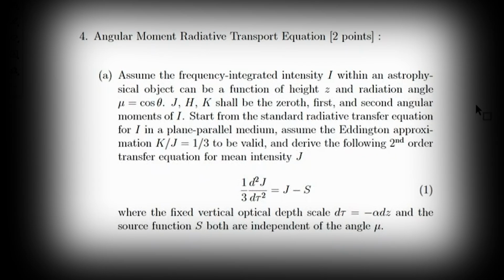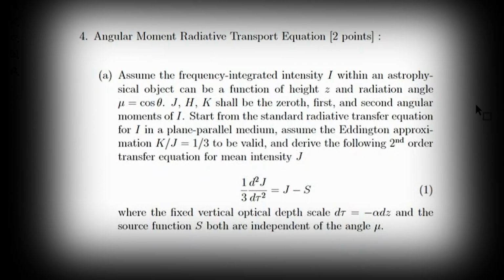J, H, and K shall be the zeroth, first and second angular moments of I. And all of these are, of course, defined for you in the lecture notes. Hence, we can use some terminology in the question, as discussed. Start from the standard radiative transfer equation for I in a plane parallel medium. Assume the Eddington approximation K divided by J equals 1/3 to be valid. Derive the following second order transfer equation for mean intensity J.